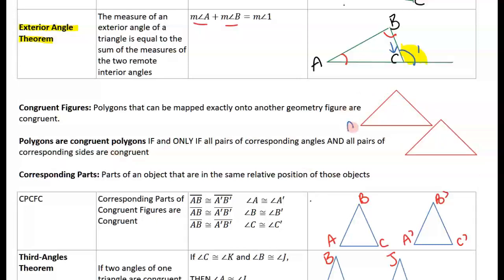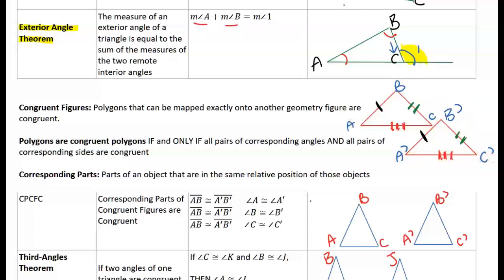So if I were to label this A, B, C, and A prime, B prime, C prime from some kind of translation or reflection, then I would say the side AB is congruent to the side A prime B prime. And the side BC is congruent to its corresponding part, the side B prime C prime. And the side AC is congruent to its corresponding part, A prime C prime.